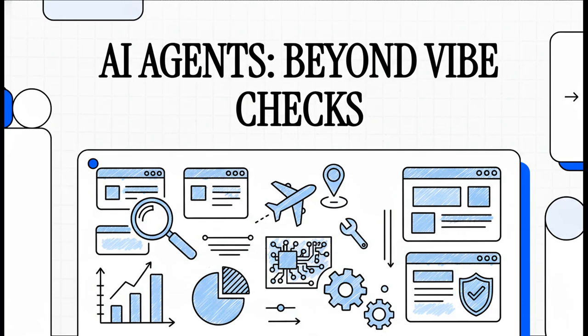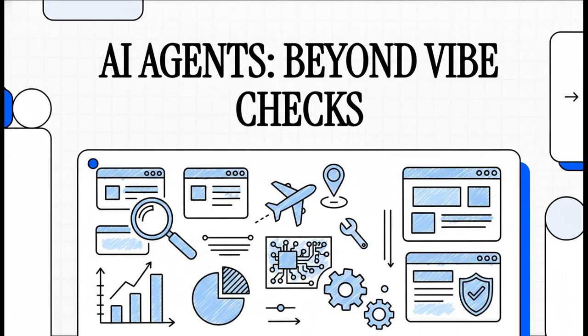All right, so we've all seen those incredible demos, right? AI agents that can browse the web, book a whole trip for you, or sift through mountains of data. It looks like magic. But there's this massive gap between a cool demo that works once and a real production-ready system that you can actually trust.